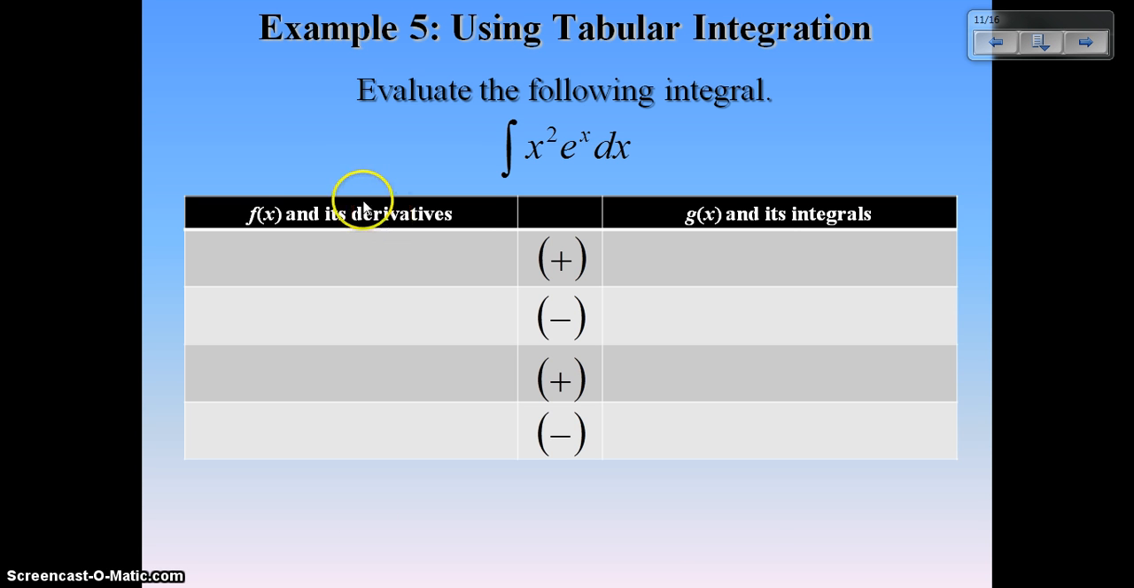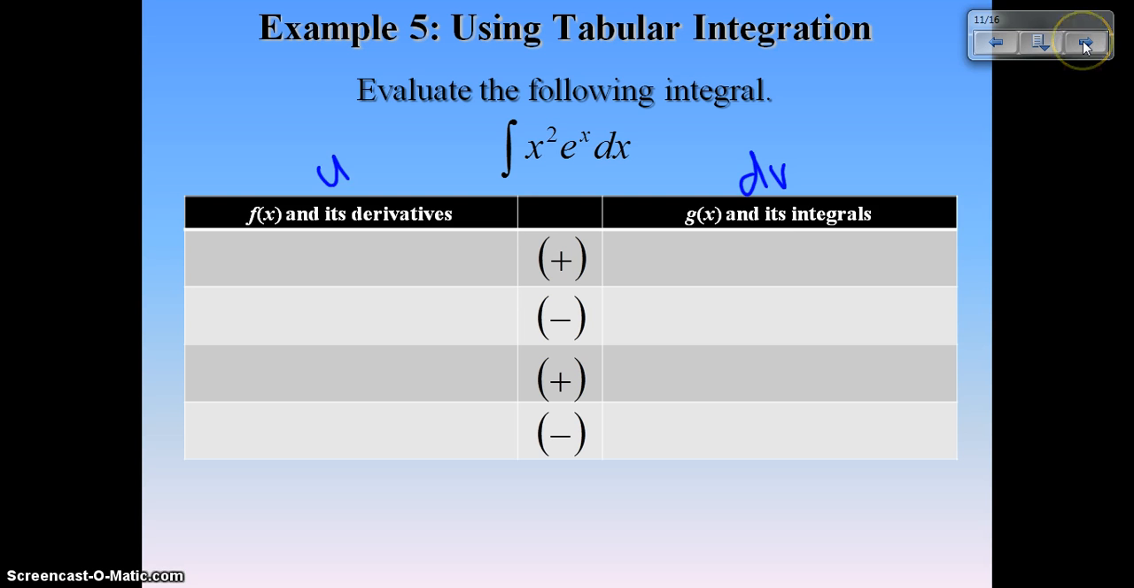On the left-hand side, you have f of x and its derivatives. Now, instead of putting f of x and its derivatives, we could put u and its derivatives. G of x and its integrals, instead of g of x, we could put dv and its integrals. Now you may be wondering about these signs. It has to go in this order, plus minus, and if we have more steps, it just keeps going plus minus, plus minus. Alright, so what would the u be for this problem?